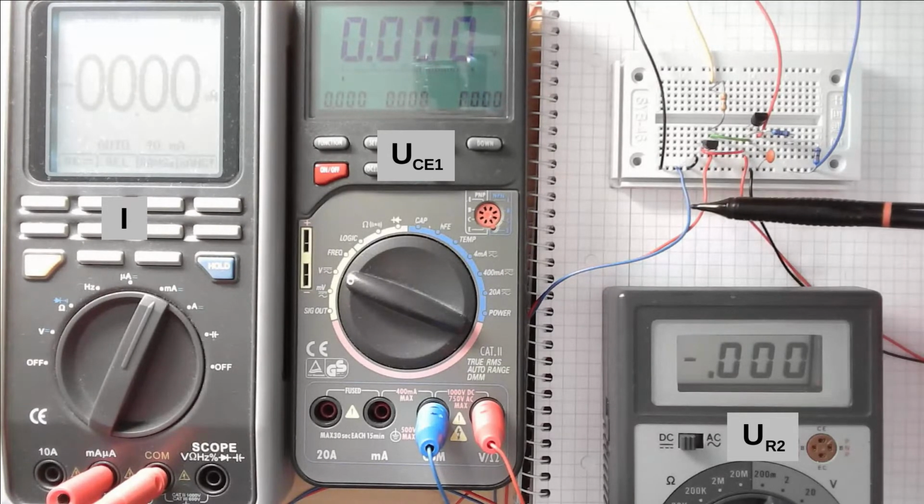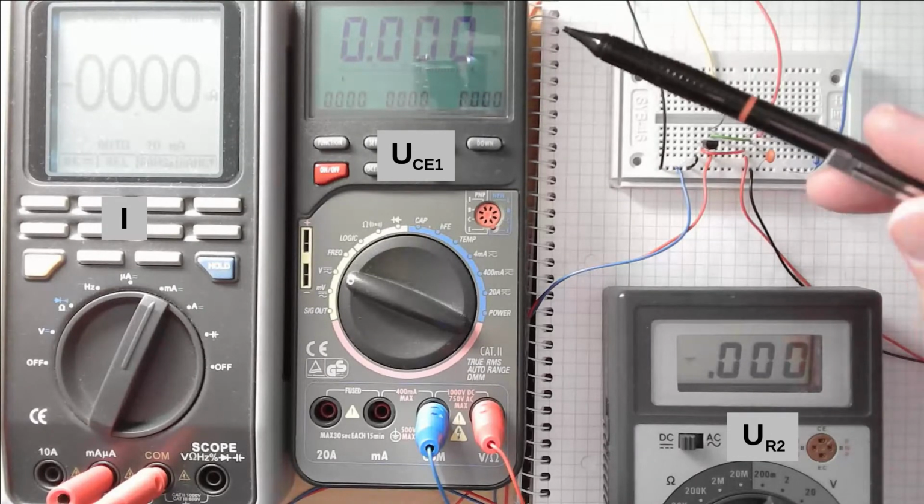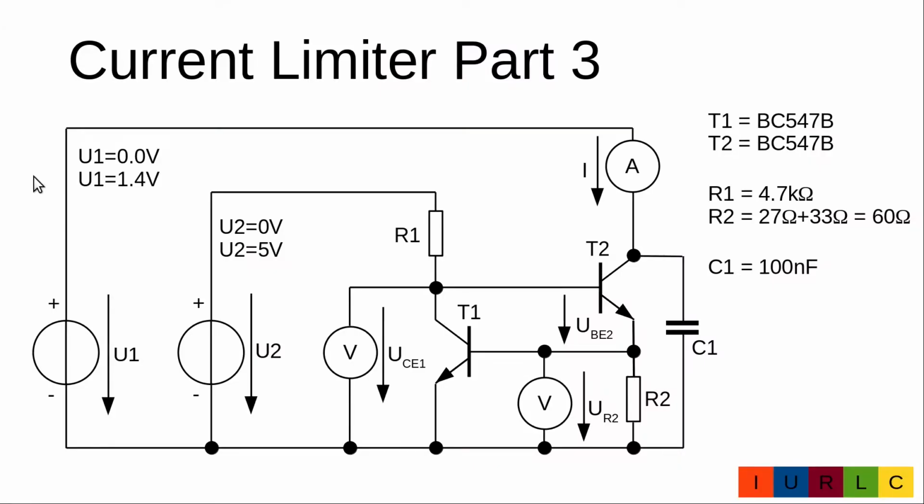With the red and blue line we measure the collector emitter voltage from T1 and show it here. And with the red and black line we measure the voltage at the current sense resistor from 60 ohm and show it here. For our first measurement we let the circuit sit at least half an hour unpowered to ensure that all devices, and also the silicon in the devices, get adapted to the ambient temperature.